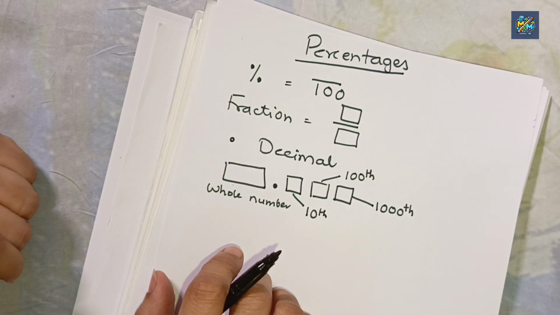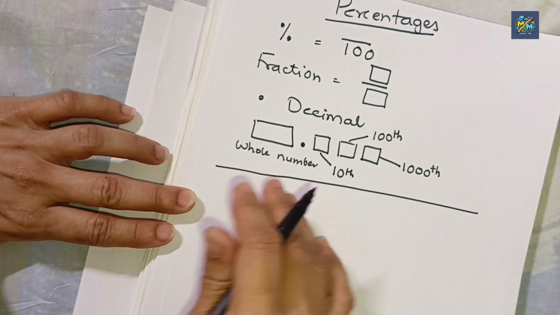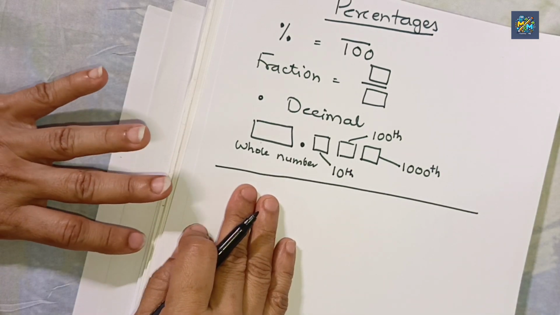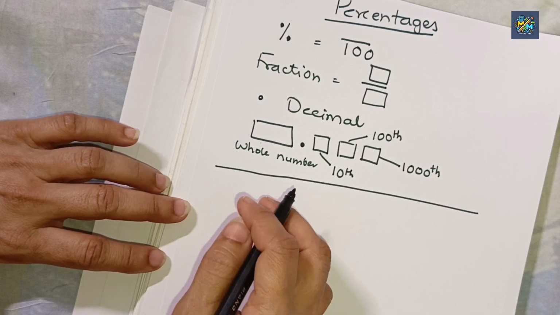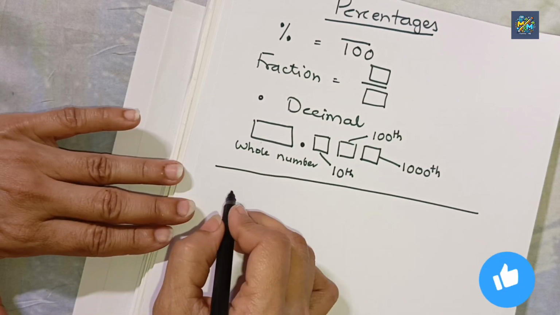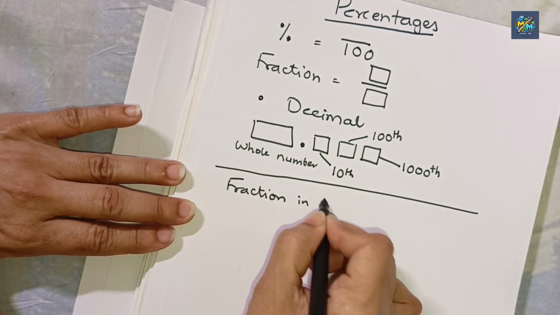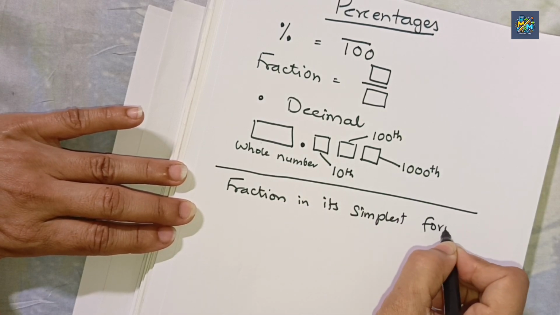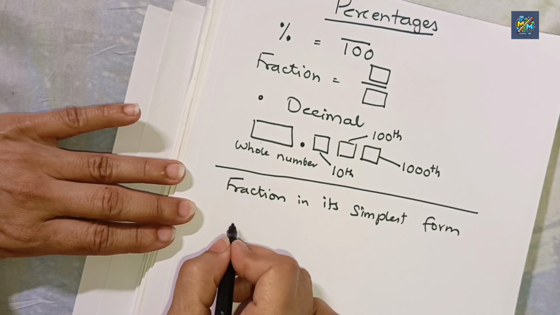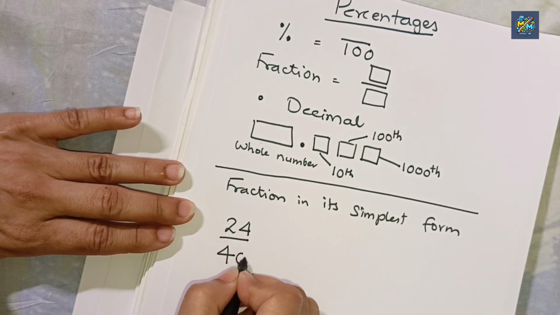Write these fractions in their simplest form. So this is also like part of the percentages. What we have to do is, we are given some fractions and we have to write them in their simplest form. So my question given here is 24 upon 40.